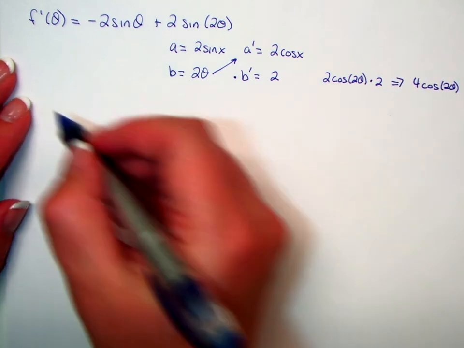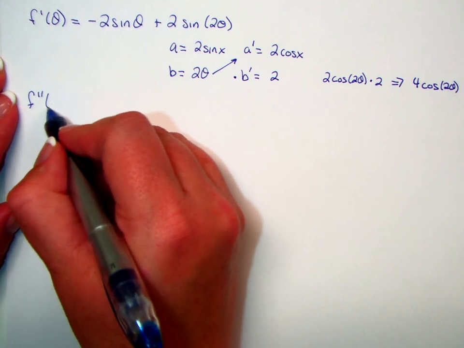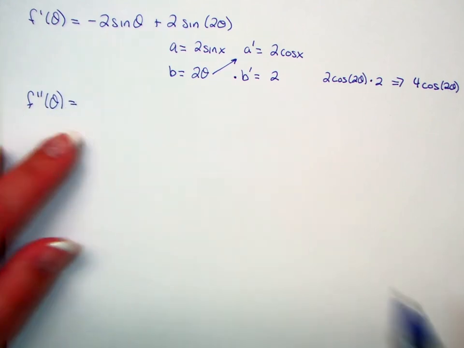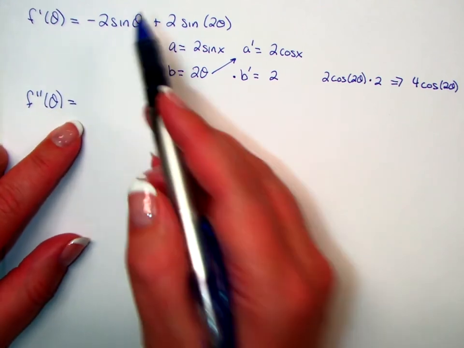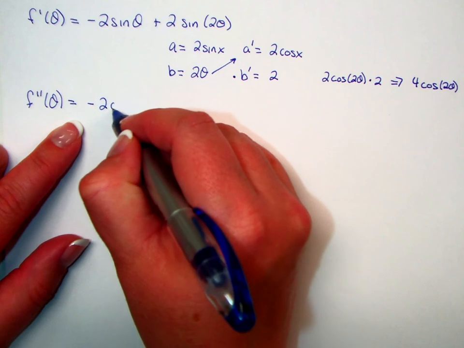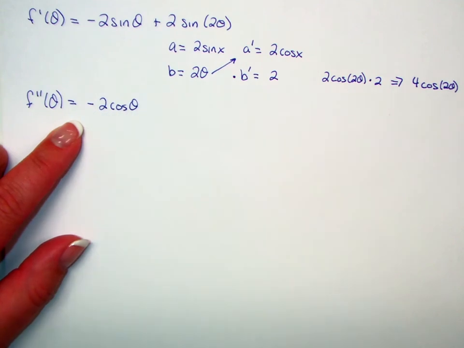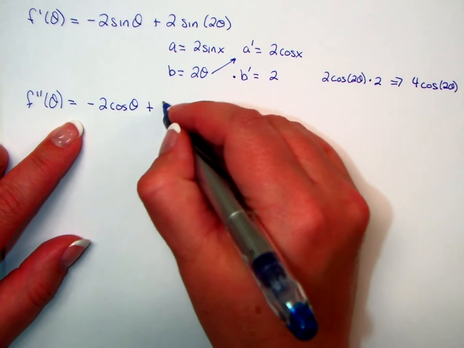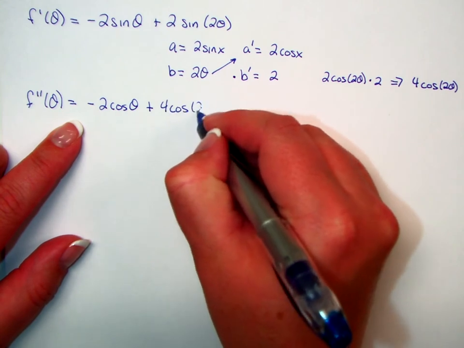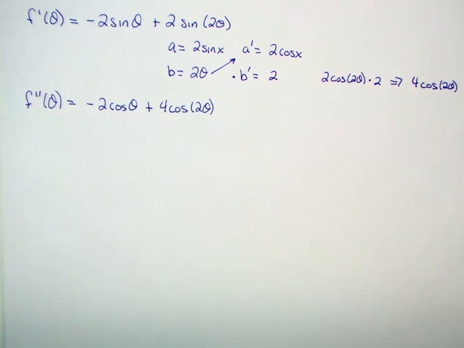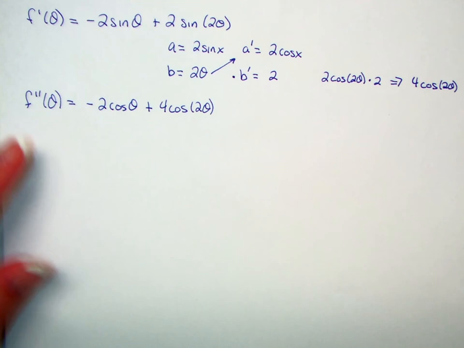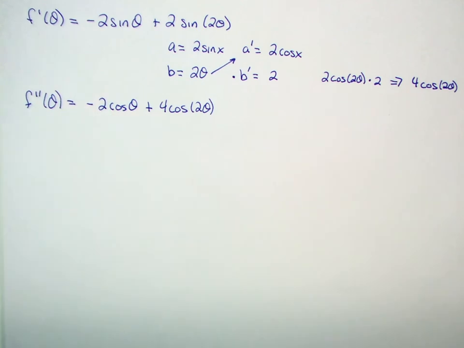All right. So the second derivative here, the derivative of sine is cosine. So I'm going to get negative 2 cosine theta plus 4 cosine 2 theta. All right, so again, we have a single angle and we have a double angle. And so we need to do a trig substitution.